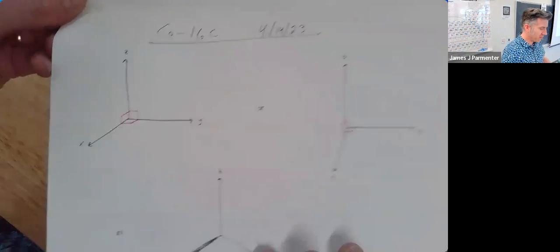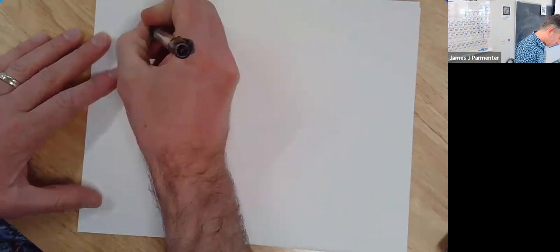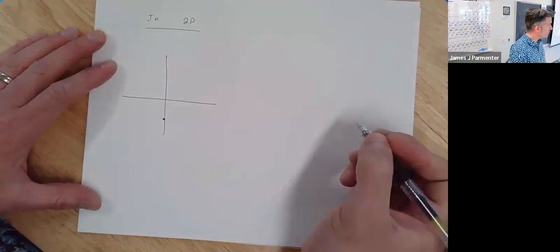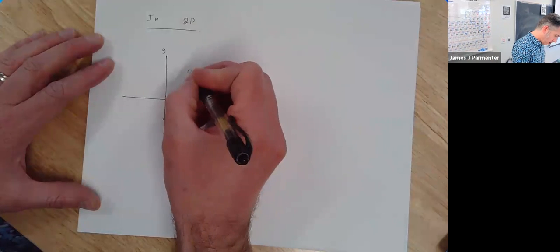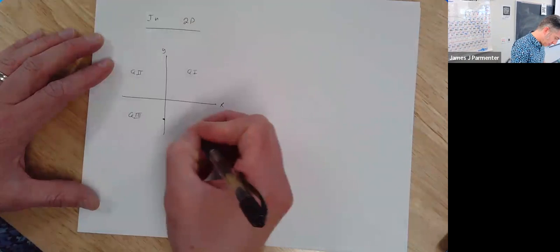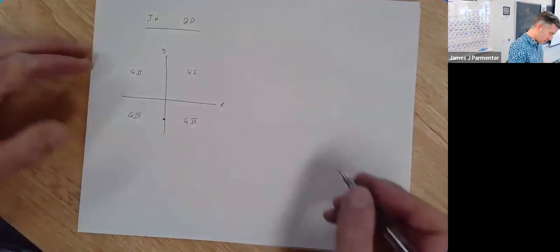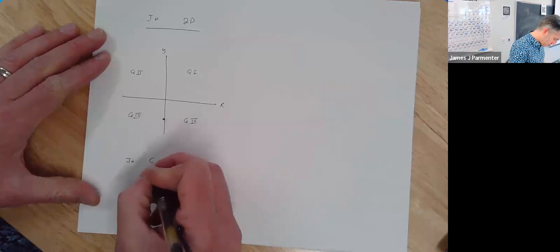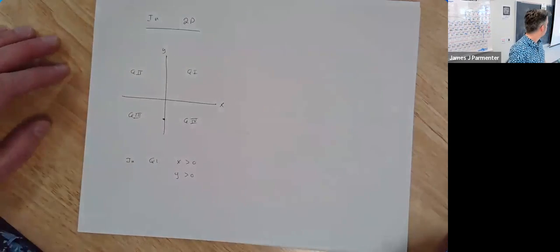Let's talk about it. We'll talk about a few things here. So in two dimensions, you have four quadrants. X is positive, Y is positive, quadrant one, and then we just label them this way. Specifically, quadrant one is where everything is positive. In quadrant one, X is positive, Y is positive.